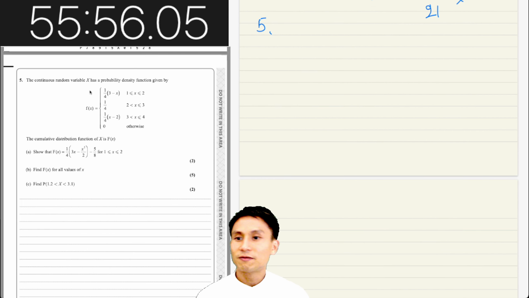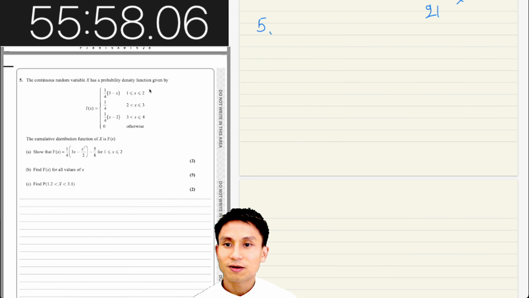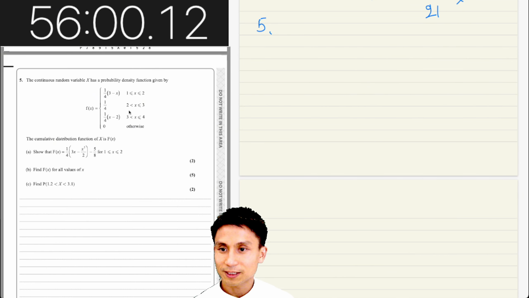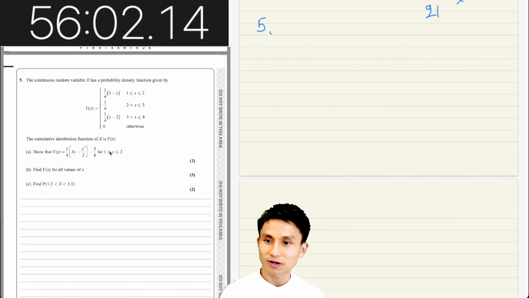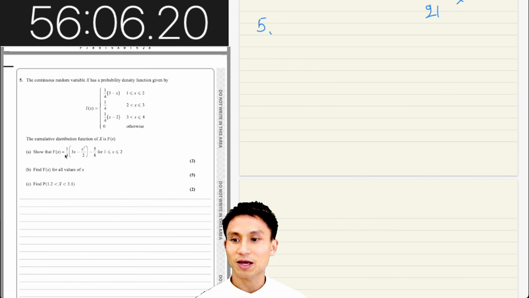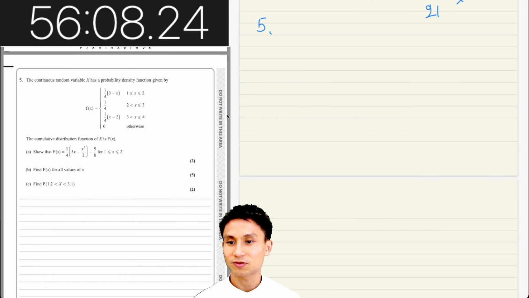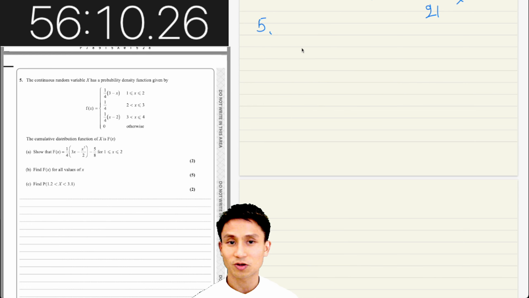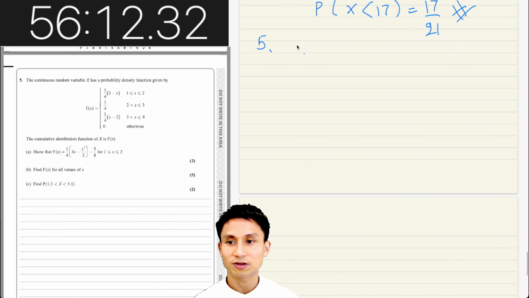The continuous random variable x has a probability density function given by that. The cumulative distribution function of x is capital F of x. Show that capital F of x is that, for 1 to 2. Okay.